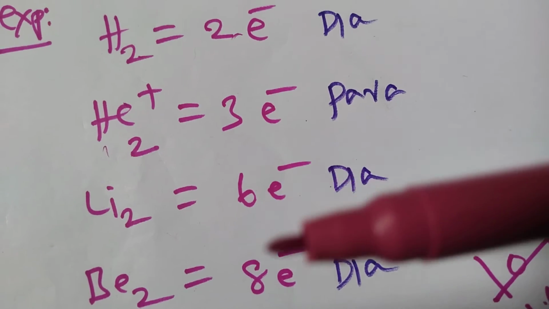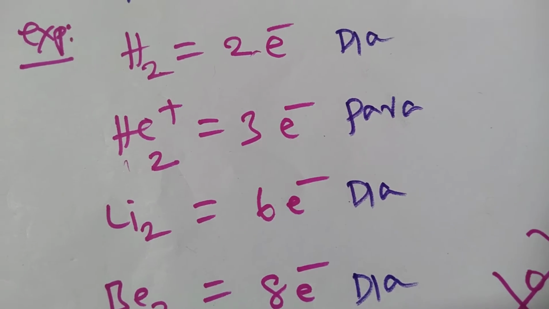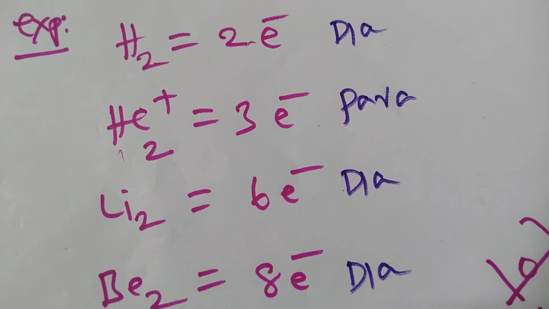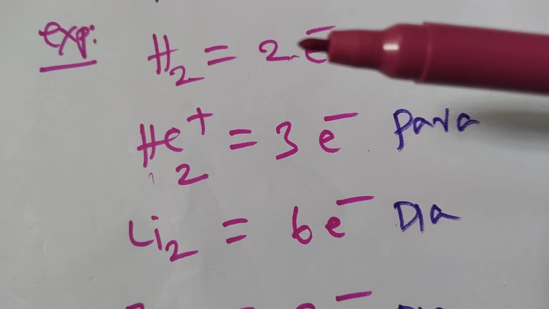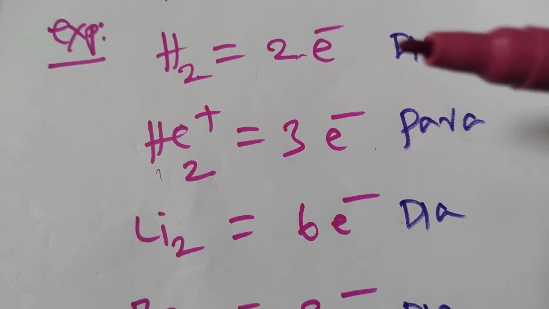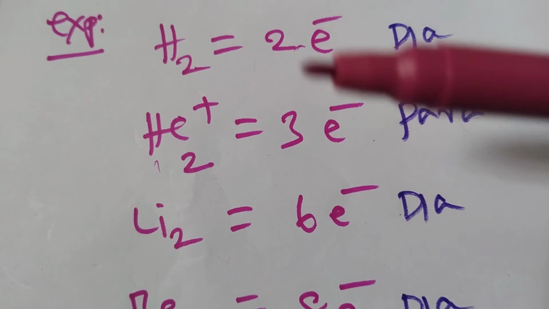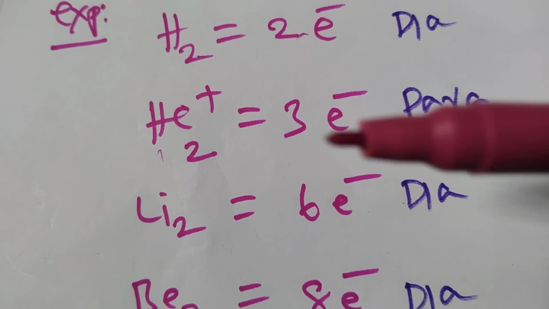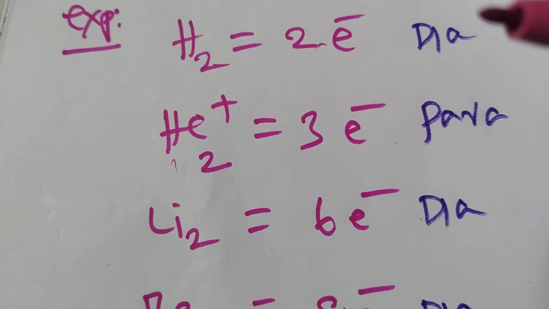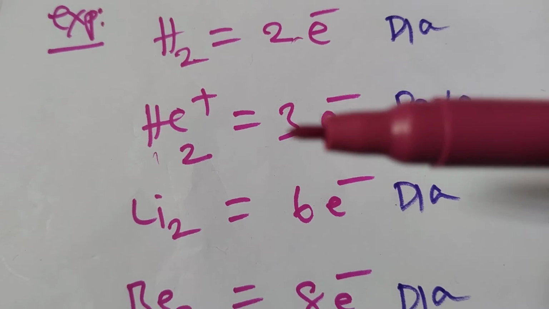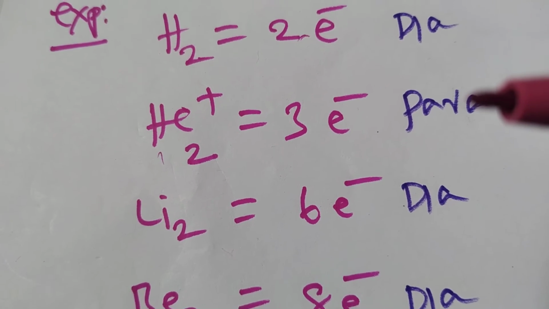Here we can easily identify which is diamagnetic and which is paramagnetic. Here the trick is, if the number of electrons is an even number, that is diamagnetic. If the number of electrons is an odd number, that is paramagnetic. If it is an even number, that is diamagnetic. If it is an odd number, that is paramagnetic.